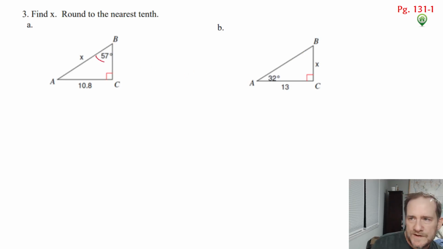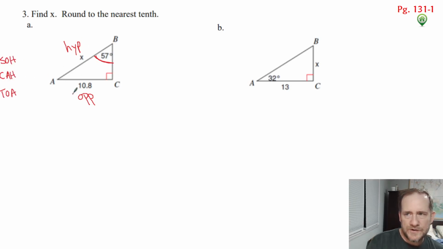But again, the way we said to do these was mark your angle and then mark your sides. This 10.8 is opposite from the 57. And this x, of course, is the hypotenuse. And if I have those two sides, then I've got SOHCAHTOA.